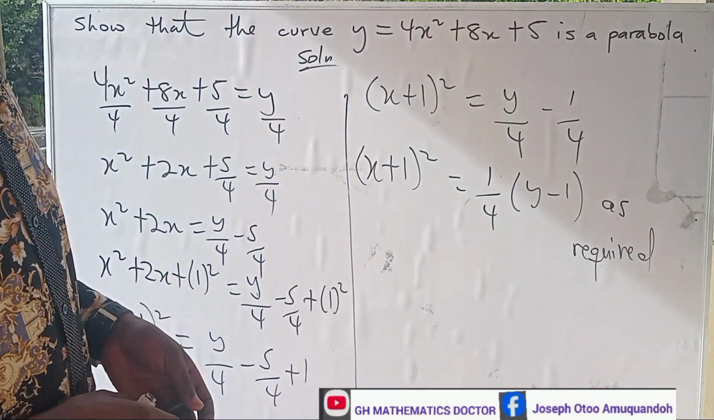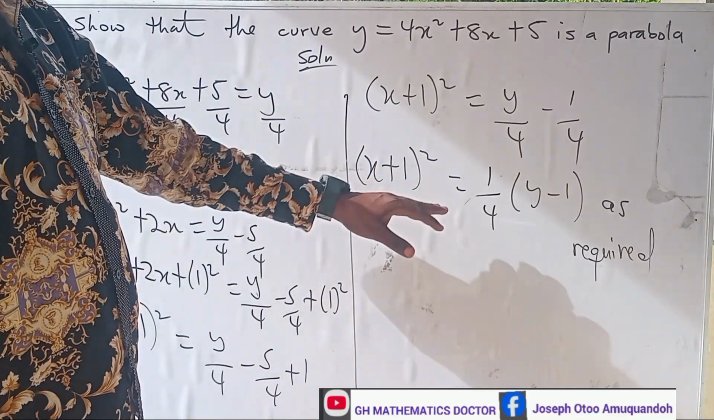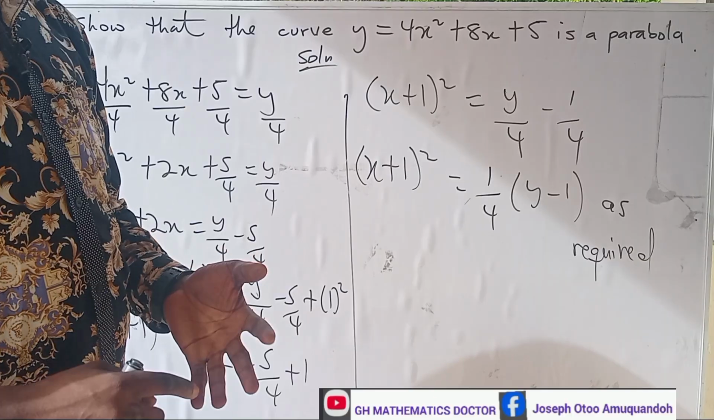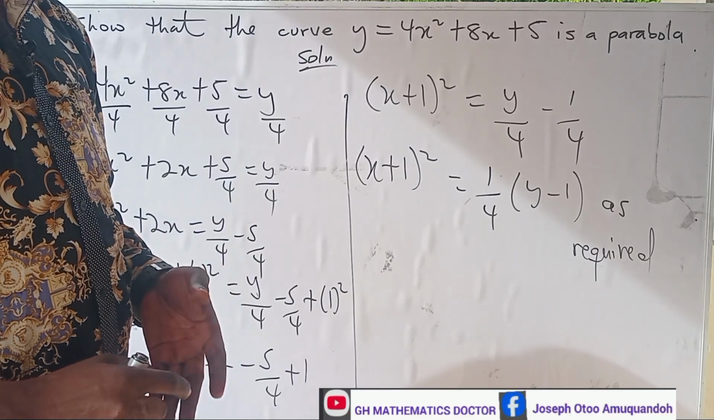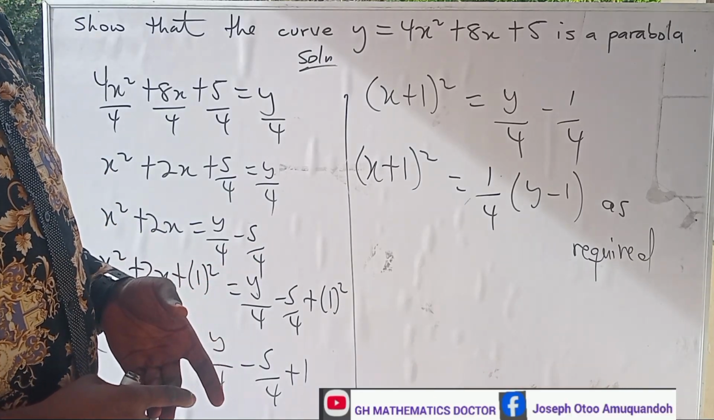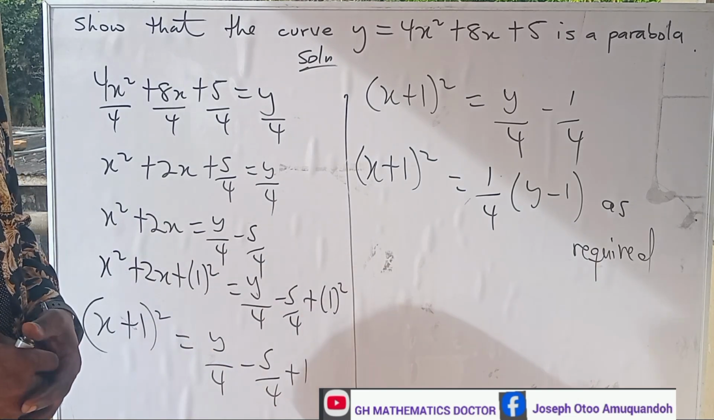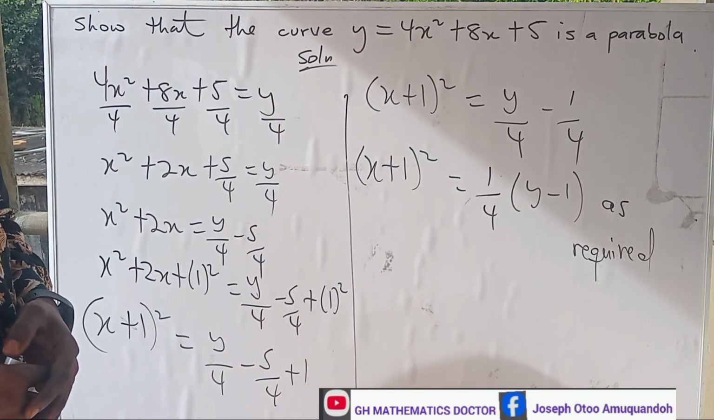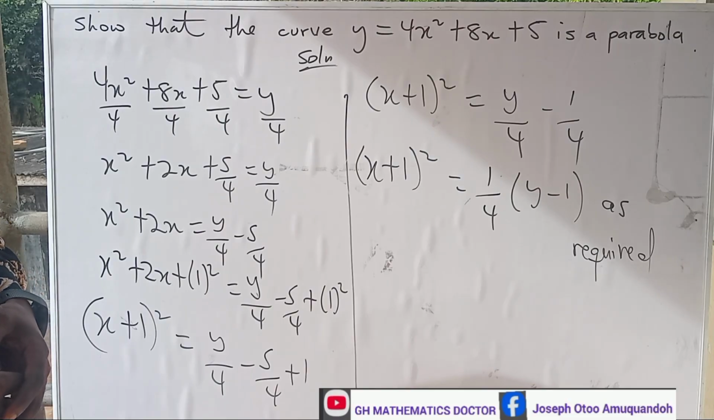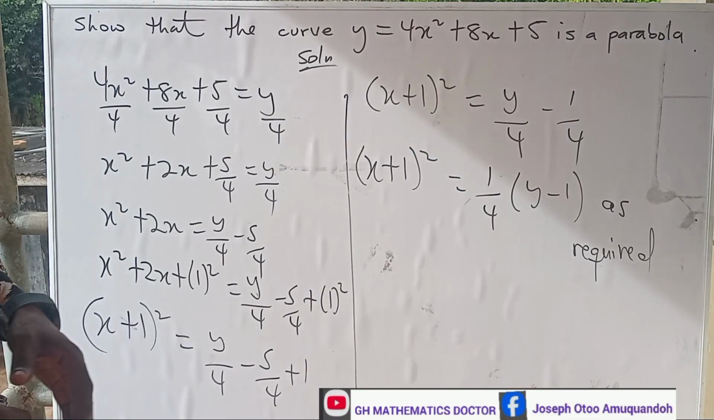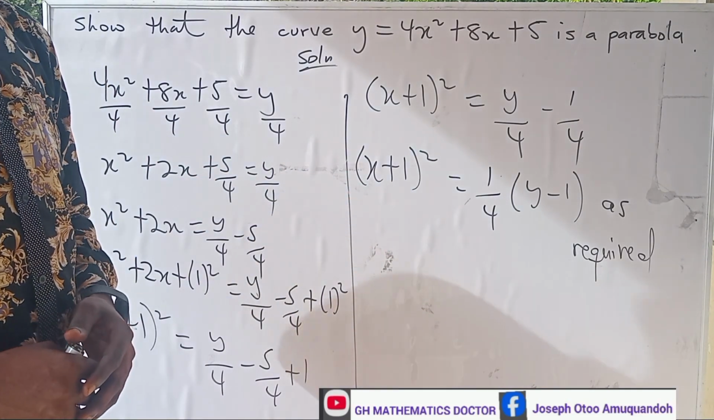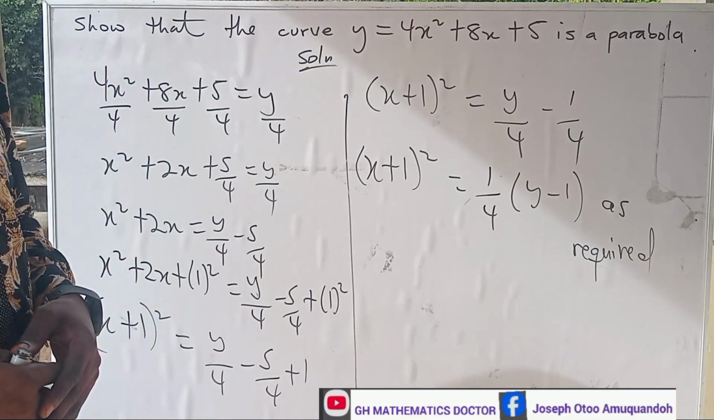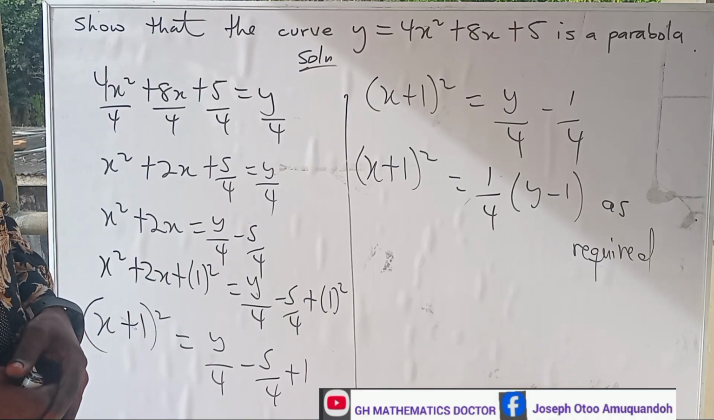You can go further to sketch this parabola by finding the vertex, the directrix, and the focus. So you use this strategy, completing the square, to prove whether the given equation is indeed a parabola. And it must look like one of the orientations of the parabola that we have discussed, whether it is in the translated form or when the parabola is at the origin.